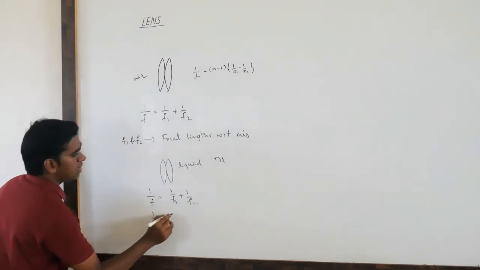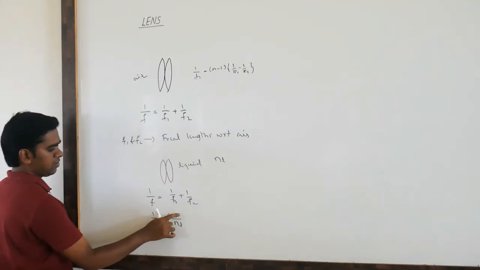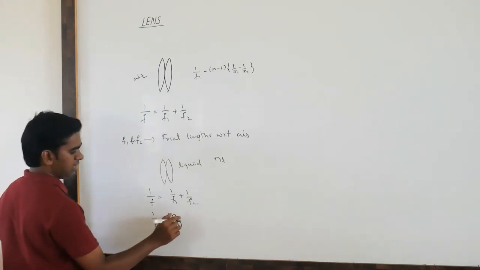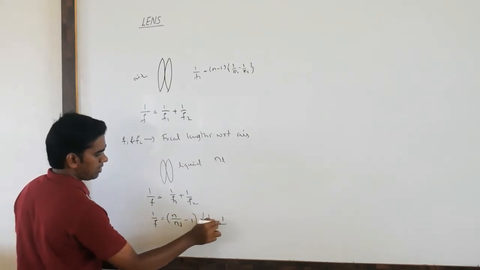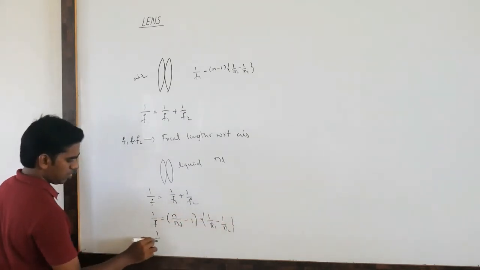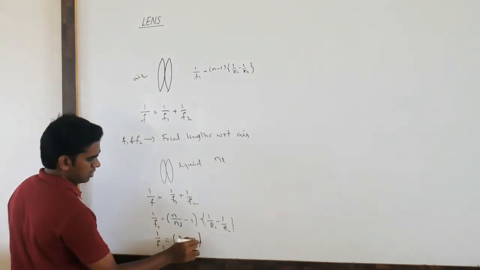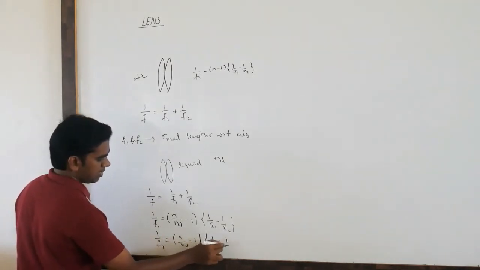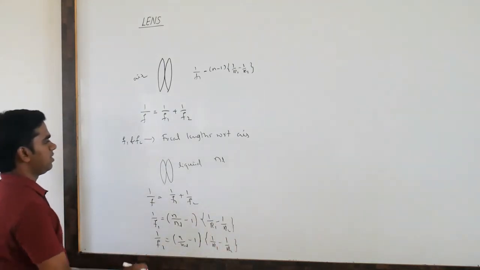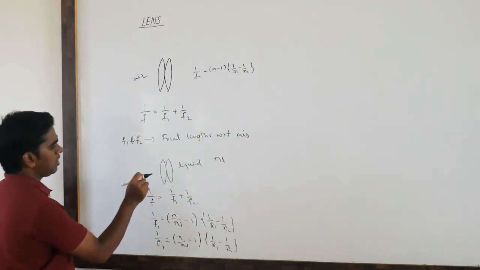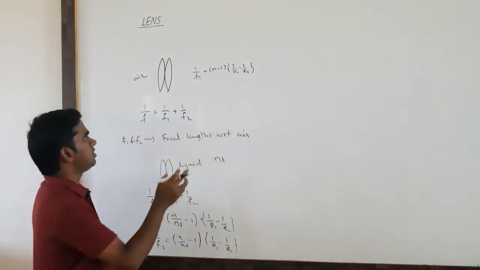So here it will be n divided by n liquid, the refractive index of the lens divided by the refractive index of the liquid, meaning the surrounding, minus 1, into 1 by r1 minus 1 by r2. So this we have to apply for 1 by f1 and 1 by f2. This is how we can find the equivalent focal length of the combination when it is kept in a different medium instead of air.